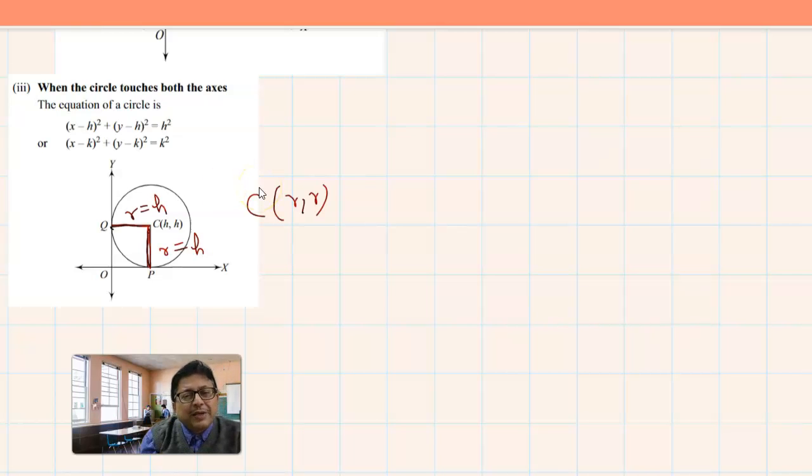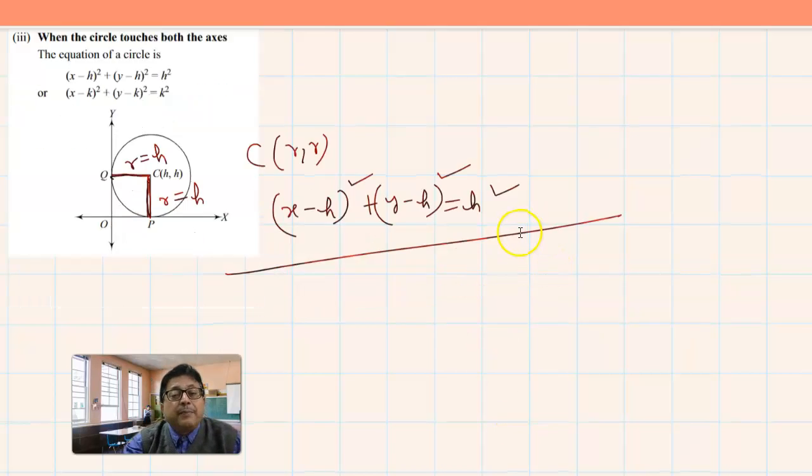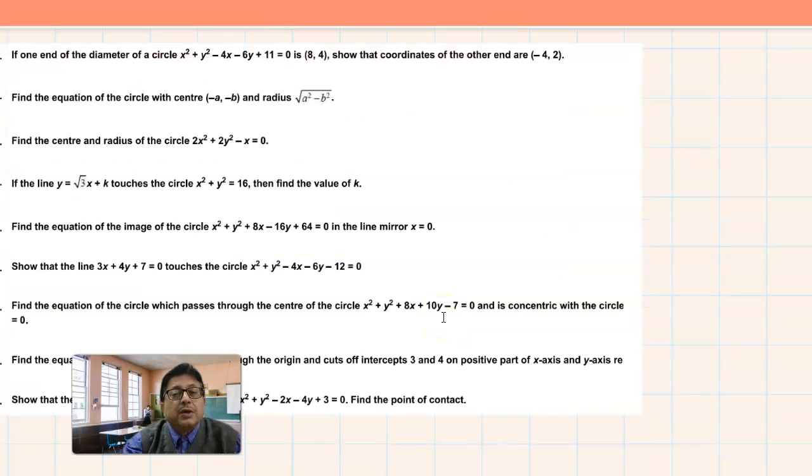After getting center (h, h) and radius equal to h, we can write the equation as (x minus h) whole square plus (y minus h) whole square equal to h square. This is the required equation of the circle. Okay? There is no different k. k and h are the same. So remembering those three standard forms of the circle and these few special cases, let us approach a few sums from circle.